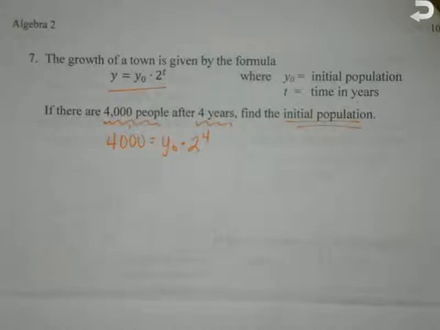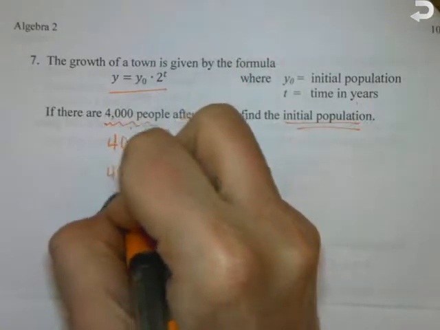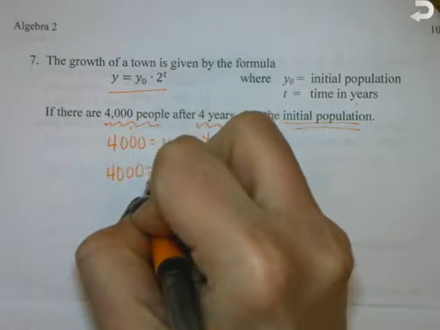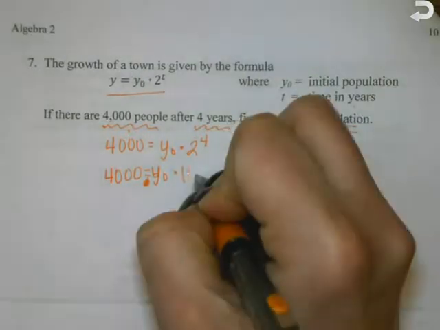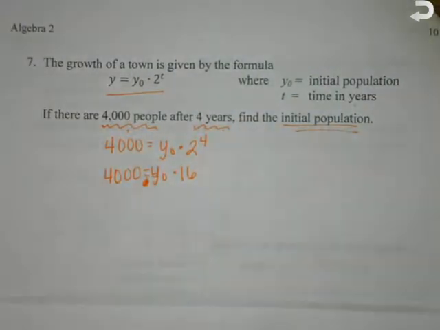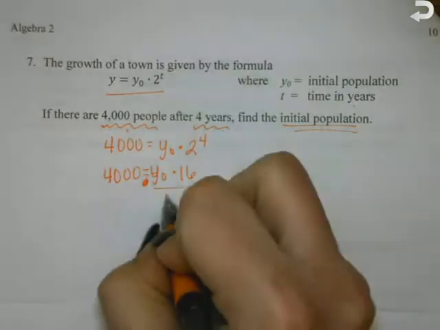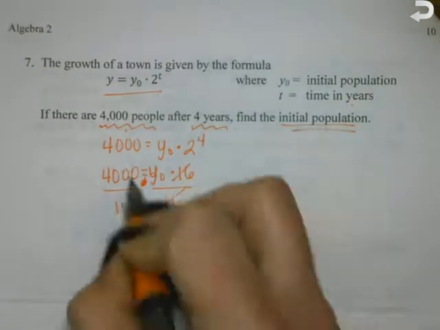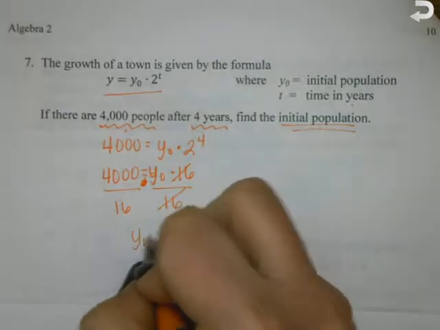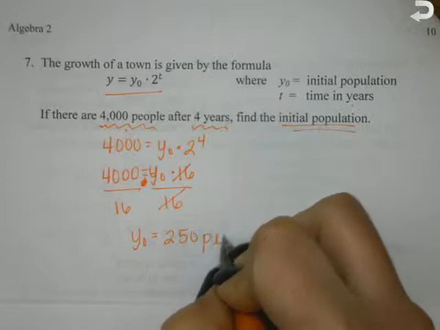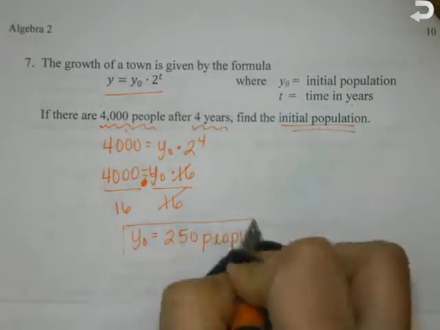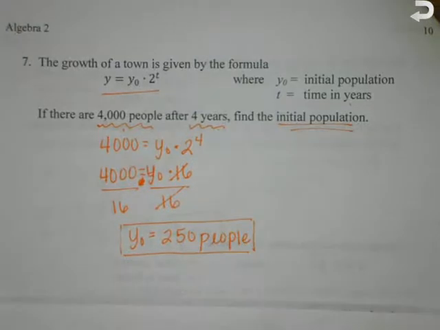Okay, guys. So this is going to be 4,000 equals y sub 0 times, what's 2 to the 4th? 16. Okay, so we have y sub 0 times 16. How would I get y sub 0 by itself? Divide by 16. Okay, I'll do the math for you. 4,000 divided by 16, good, comes out to 250. So y sub 0 comes out to 250, what? People. So it was a really, really, really small town, and now they have 4,000 people. So it's still a really small town, but not as small, okay?